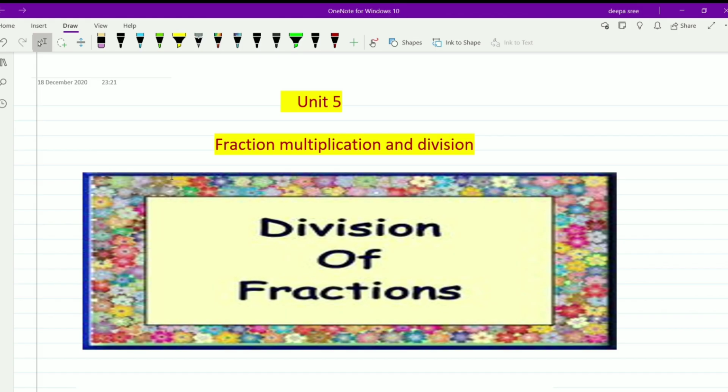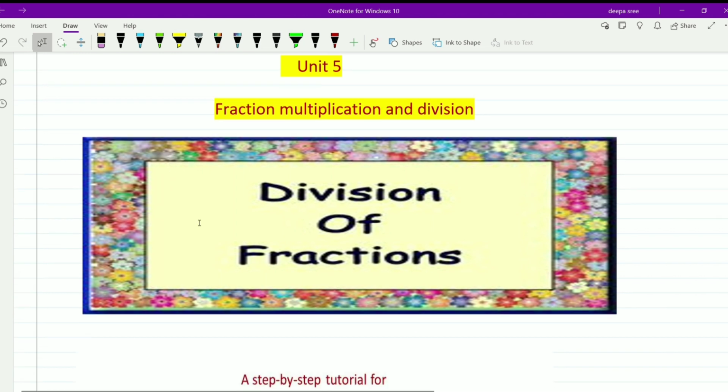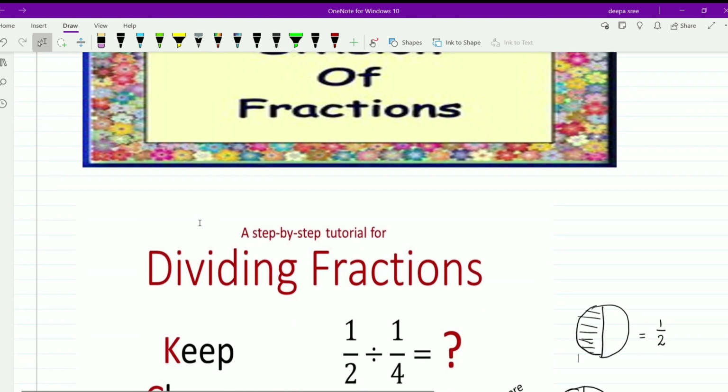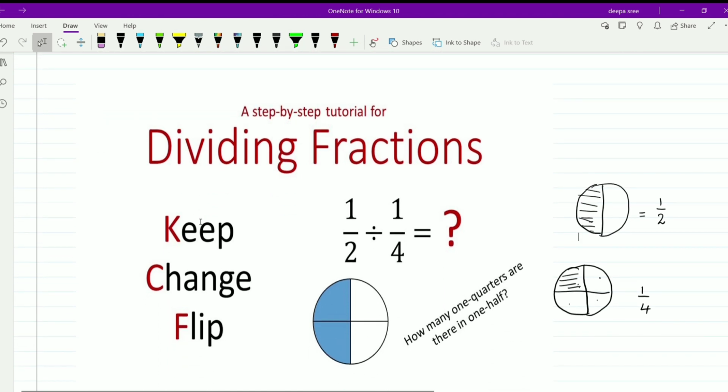Welcome to today's session. Today's topic is fractions, how to divide a fraction, or what is the division of fractions. First we can go through division of fractions and how to represent it by using pictures. Here is one example: 1 by 2 divided by 1 by 4.